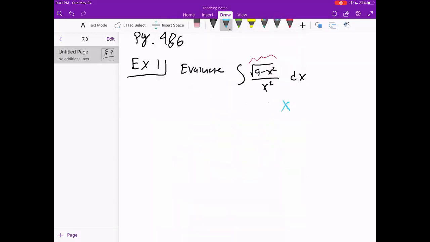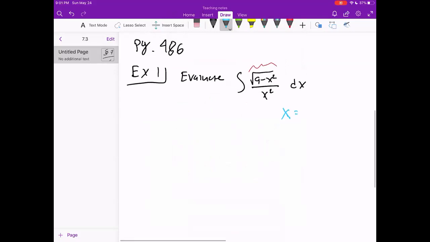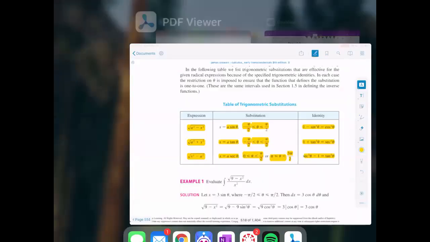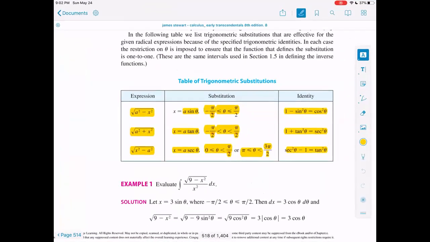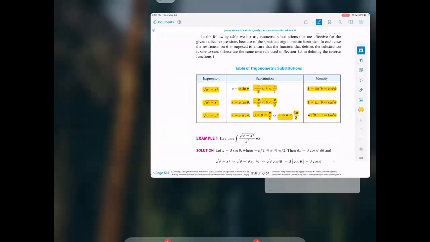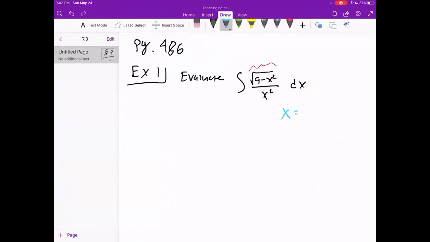We're going to do x is equal to, and then, okay, so what is a in this case? So remember, if you look back at the table, so I can pull it up real quick. I won't do this every time. So the form we're looking for is a squared minus x squared. So it's not 9, I'm not going to write 9 for my a. I need it so that when I square it, I get 9.